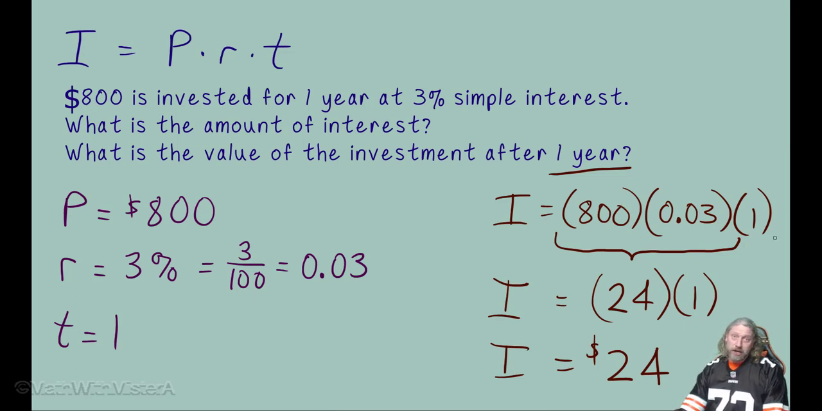which in this case was just 1 year. There's the follow-up question, what is the value of the investment after 1 year? So remember that we initially had this principal of $800, and now we are about to gain $24 of interest. Adding that into the original 800 gives us our total value of this investment after 1 year of $824. The original $800 investment plus the $24 that was gained through the interest for that year.